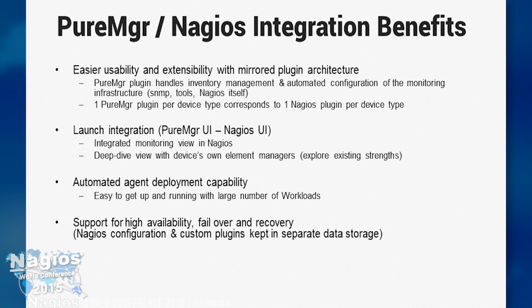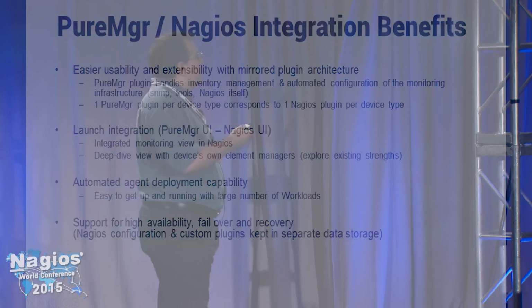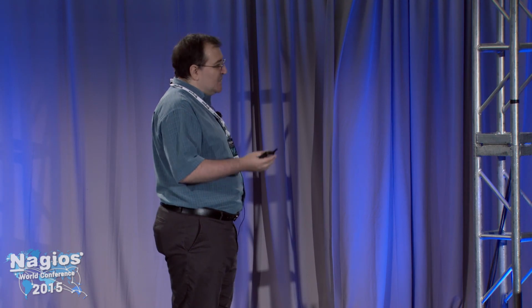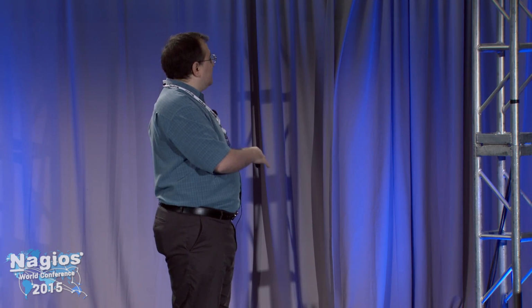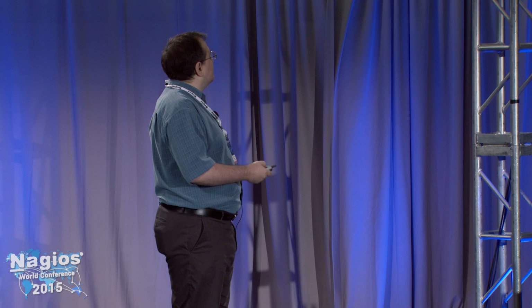right? Just some benefits of the integration, like this mirrored architecture. It gives a very easy way to, if you need to support a new component, you can just create a new plugin for PureMgr, a new plugin for Nagios, and you can expand it, right? There's the launch integration, automated agent deployment capabilities. These things, I think we added to the solution, and I think both Nagios and the converged infrastructure solution, they benefit, right?